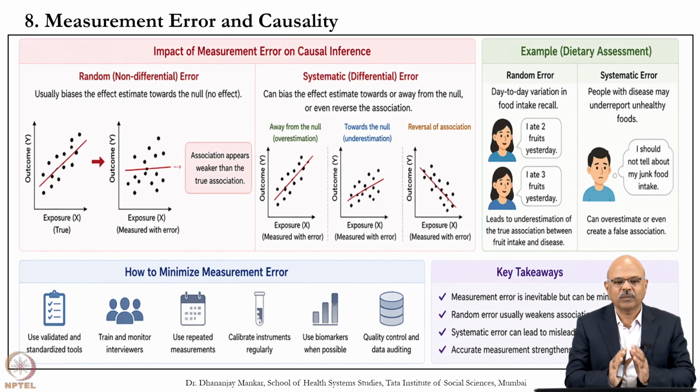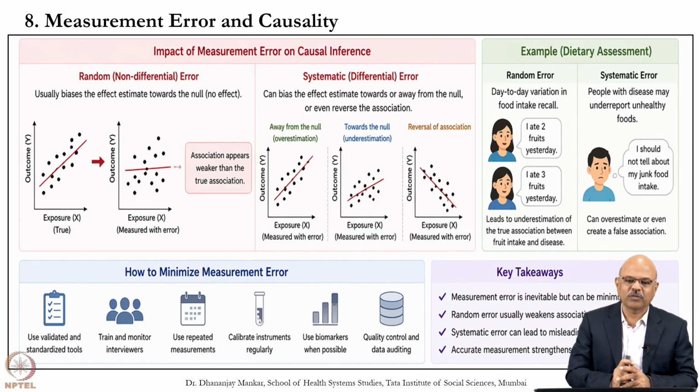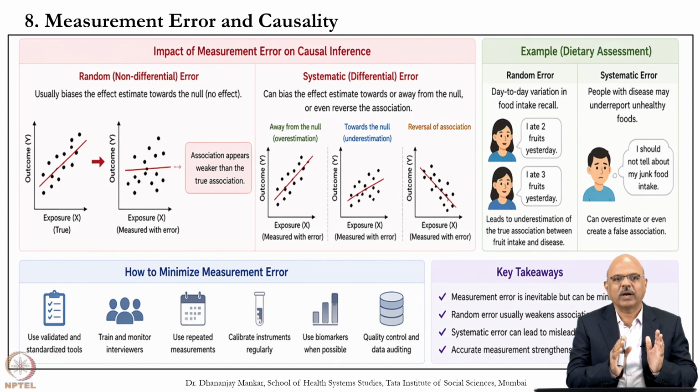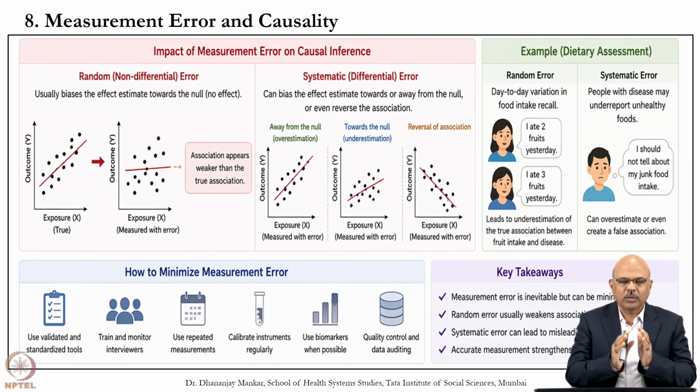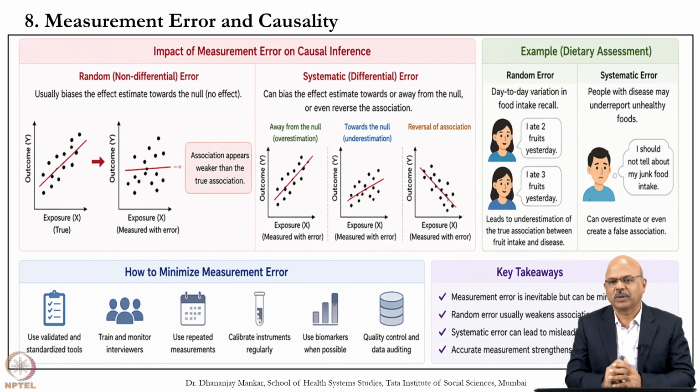Use biomarkers when possible, but this is a costly affair. Quality control and data auditing are advised to see the impact of random error and systematic error. Random error usually biases the effect estimates towards the null, or no effect. And systematic error can bias the effect estimate towards or away from the null, or even reverse the association. So it is very important to understand the differences between these.